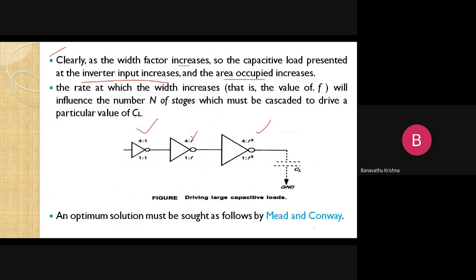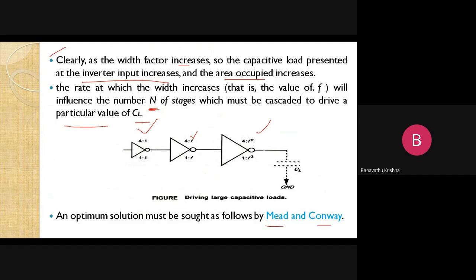That optimization technique was designed by two scientists, Mead and Conway. The way is to control the number of stages. The order increases, but I want to reduce the number of stages so as to overcome the capacitive property at the input side. So the number of stages which must be cascaded to drive a particular value of CL.